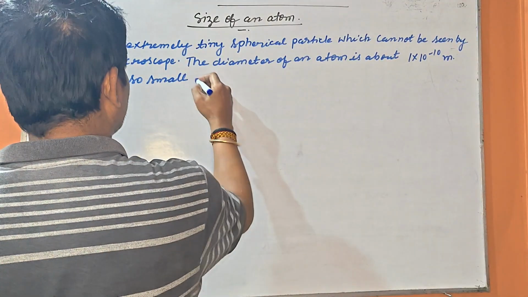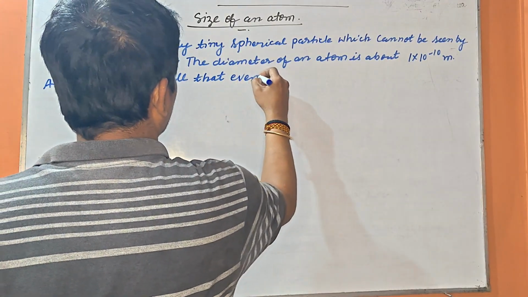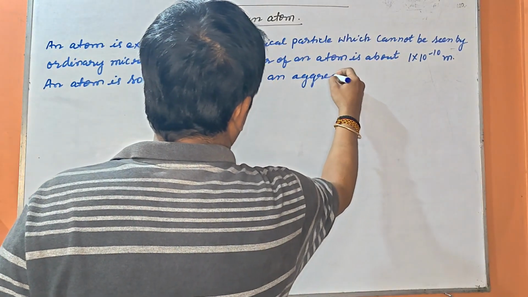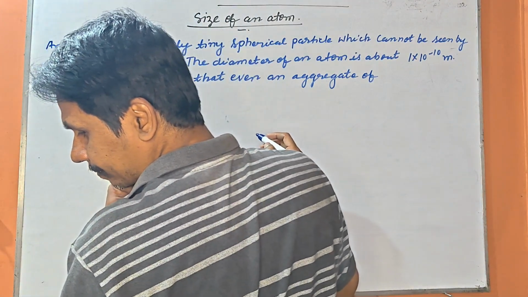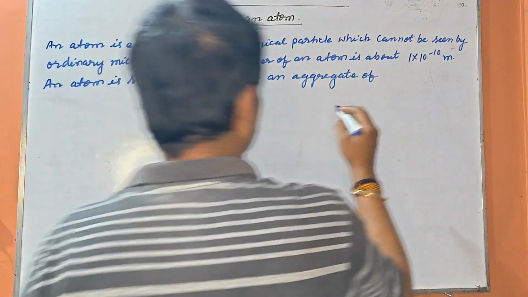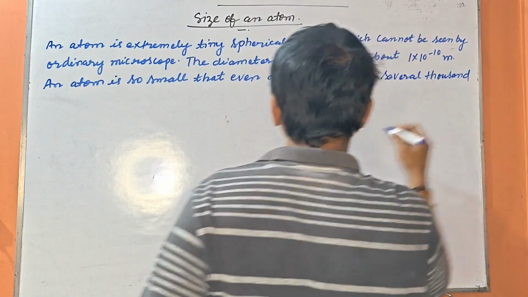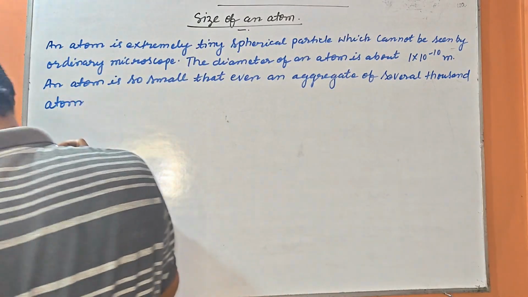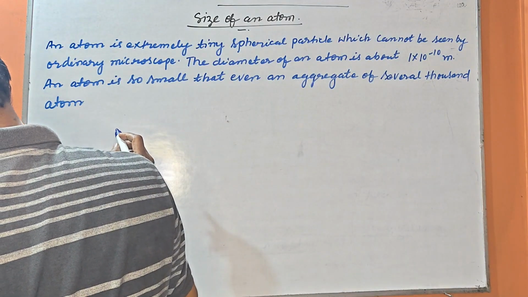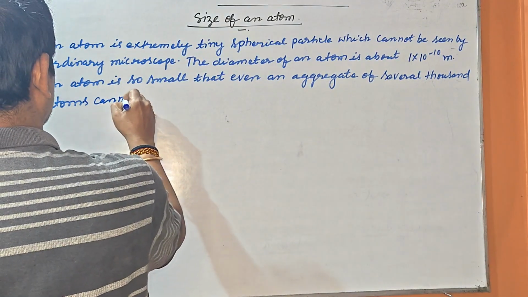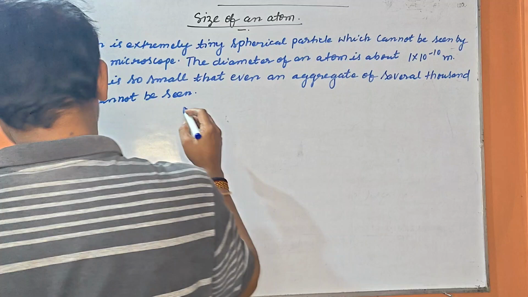An atom is so small that even an aggregate of several thousand atoms cannot be seen.